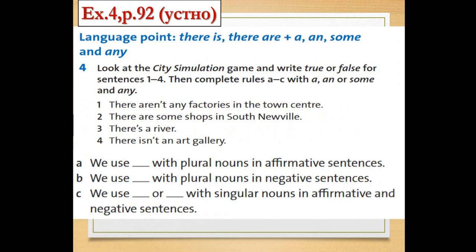Let's do exercise number 4. Выполняем это задание в устной форме. Look at the city simulation game and write true or false for the sentences from 1 to 4. Then complete rules from A to C with an or some and any. You may stop the video and you may do this task. Вы можете остановить видео и выполнить это задание. Now let's check. Сейчас давайте проверим.